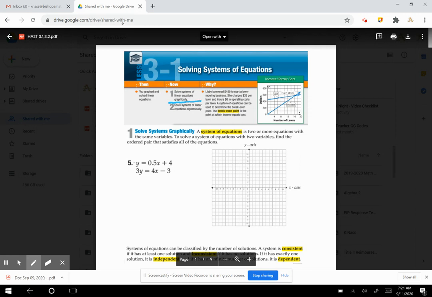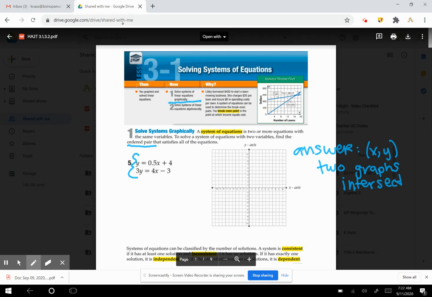We have these two equations right here, number 5, and this is called a system of equations. Now, a system of equations is two or more equations with the same variable. To solve a system of equations with two variables, find the ordered pair that satisfies the equation. What they're saying is after you graph this, your answer is an x and y point, and that x and y point is where the two graphs intersect. Okay, so that's our answer.